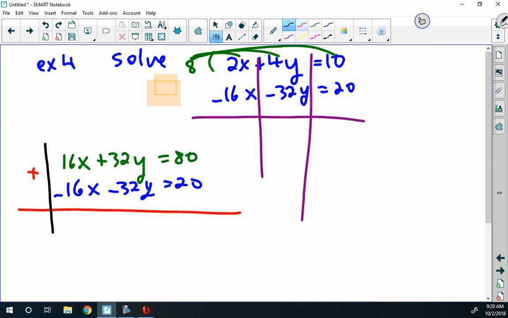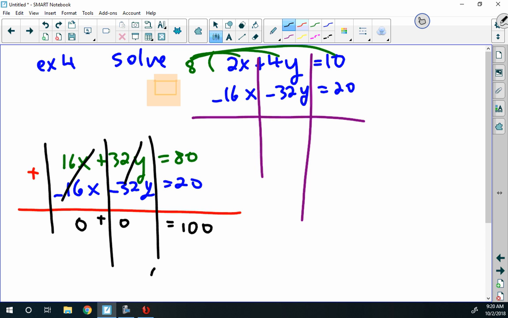This is awesome. What happens to the x's? They cancel. Now, when they cancel, what number's left in its place? Something plus its opposite equals 0. Good. So we end up with 0 here. What about the y's? They're also going to cancel, and we end up with 0. And what's 80 plus 20? 100. So what this is trying to tell us is that 0 is equal to 100. Do you believe that? So we got to interpret this.